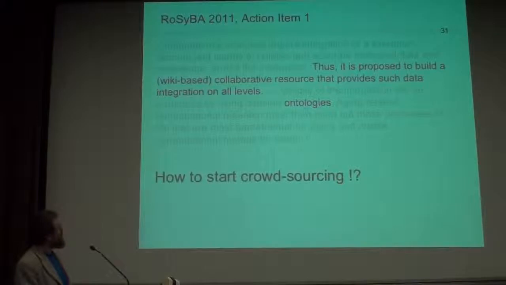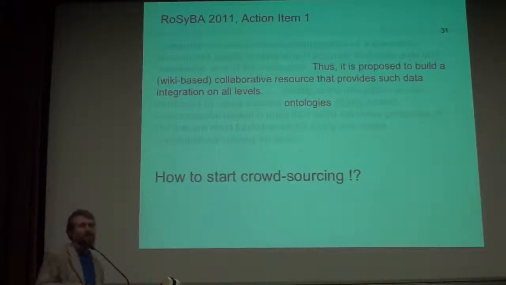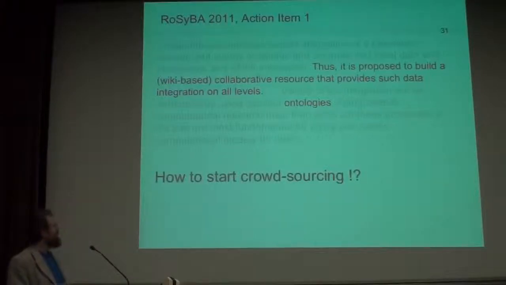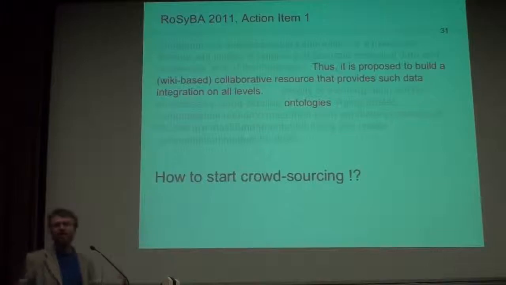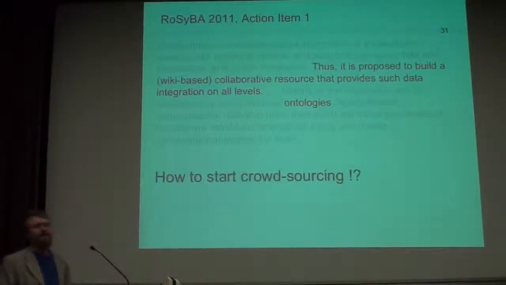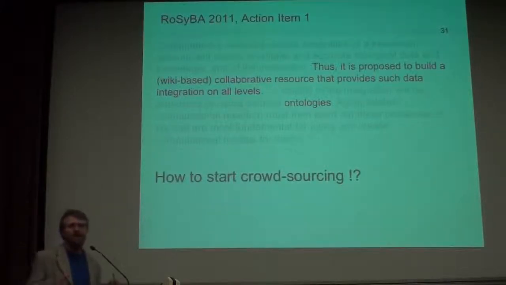In particular, we proposed to build a wiki-based collaborative resource that provides data integration on all levels, because we believe that is tremendously important for aging research. Others are also doing similar literature scanning, but these should be integrated into a large database and made interoperable and computable. I think this is such a huge project that it can only be started by a crowdsourcing effort, in a way like Wikipedia was done. This would of course be a much more scientific project, but I believe it is now the right time to start crowdsourcing such an effort.